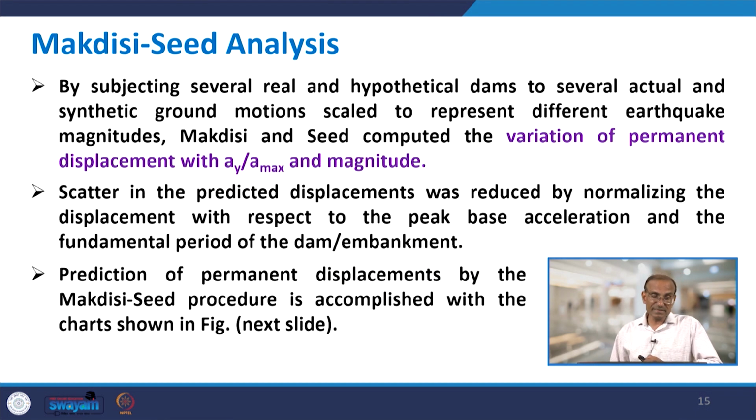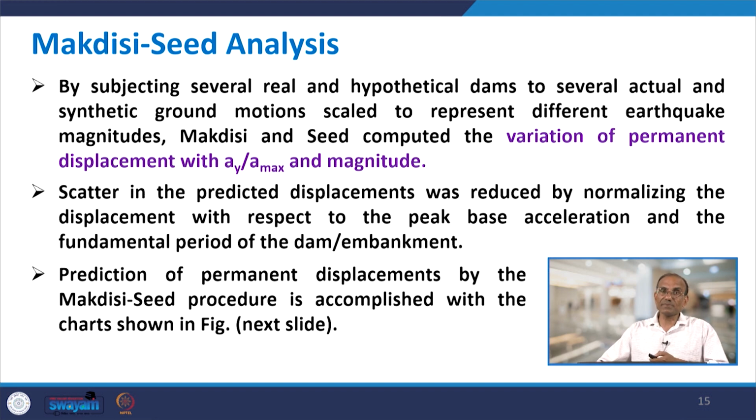Makdisi and Seed further did the analysis by subjecting several real and hypothetical dams to several actual and synthetic ground motions, which are scaled to represent different earthquake magnitudes. Makdisi and Seed computed the variation of permanent displacement with AY by A max and magnitude. So, with the different magnitudes as well as the variation in AY by A max, the permanent displacement has been calculated. What has been found?